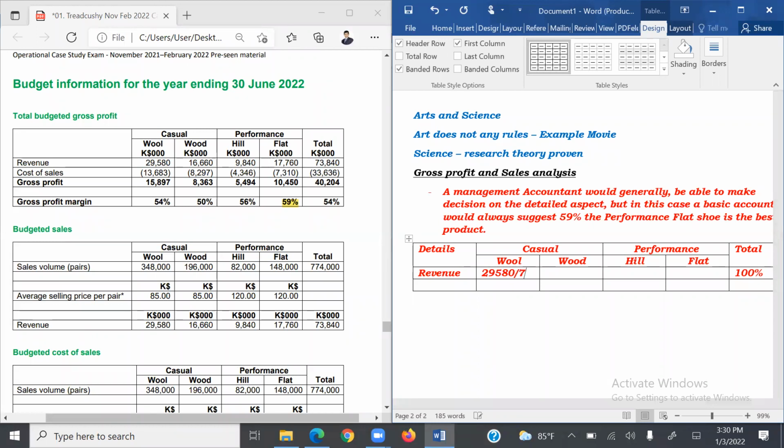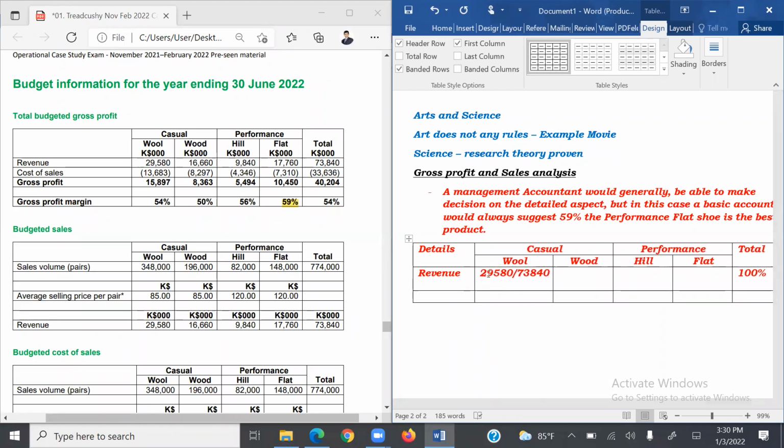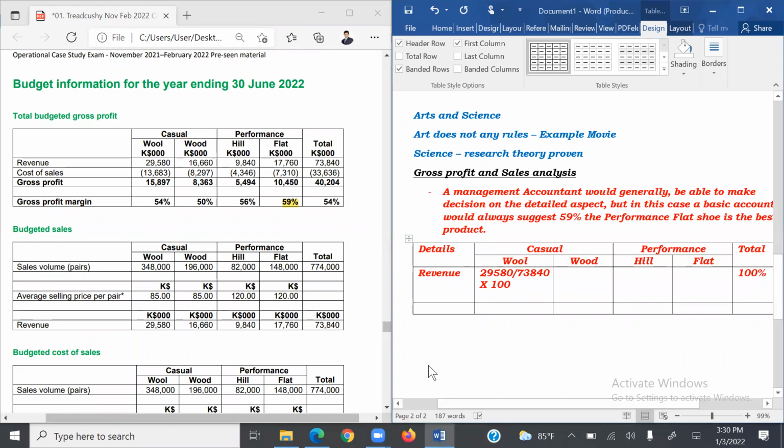29,580 out of 73,840 multiplied by 100. Students, can you please tell me what is the overall revenue that wool is contributing? Can you please take your calculator and do the working, and let me know what is the percentage of revenue wool is contributing?